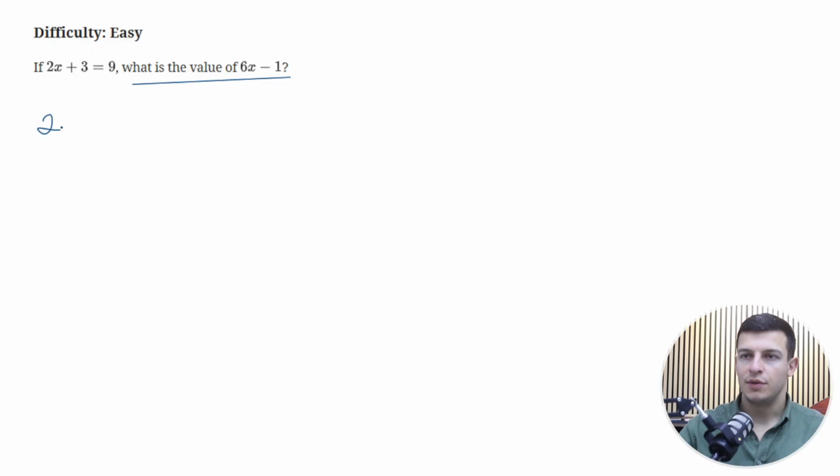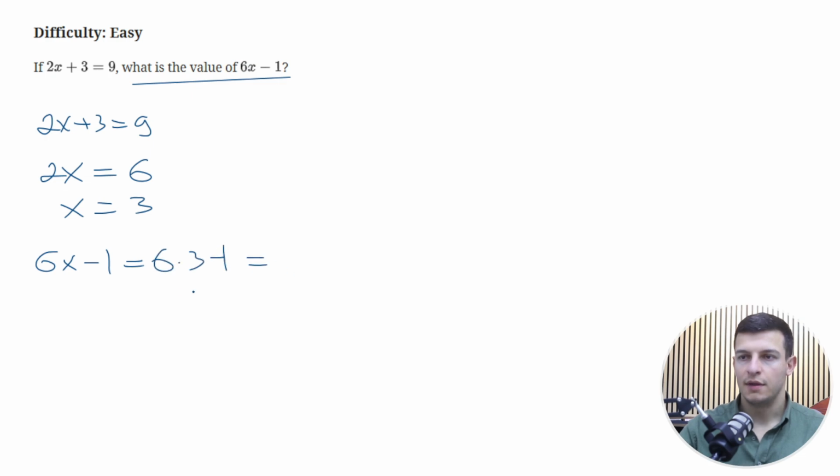So 2x plus 3 is equal to 9, which means we can subtract 3 from both sides. 2x is going to be 6 and x is going to be 3, but we're not done, because we're looking for 6x minus 1. So 6x minus 1 is now going to be 6 times 3 minus 1, and that's going to be 18 minus 1, which is 17.